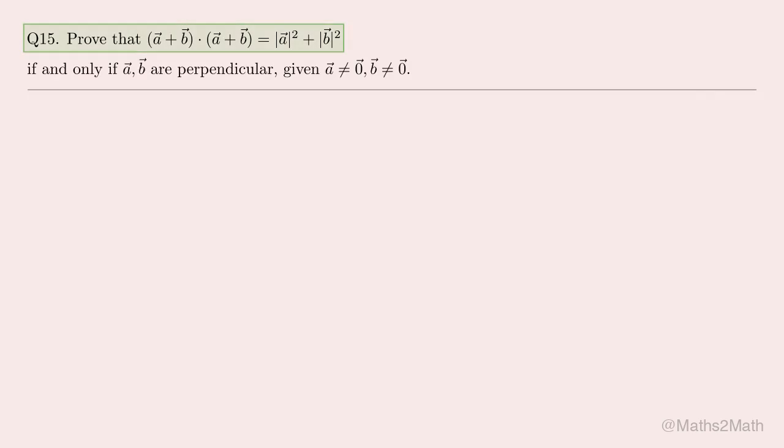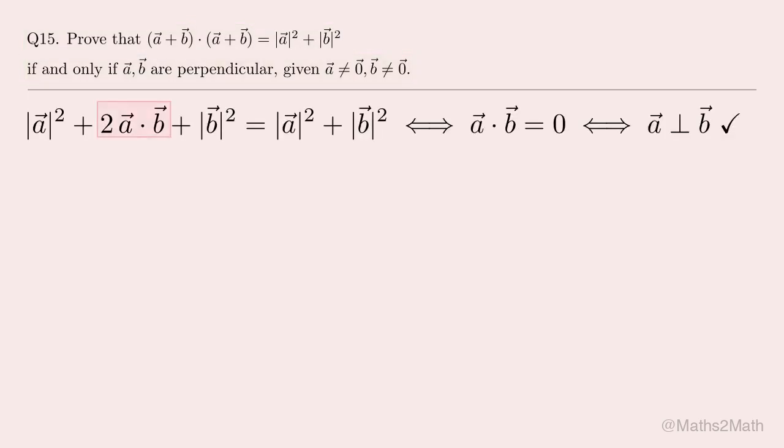Question 15. Pythagoras as an equivalence. The cross term is the whole story. Expanding gives the two squares plus twice the dot. Equality holds exactly when the dot vanishes, which for non-zero vectors means perpendicular.